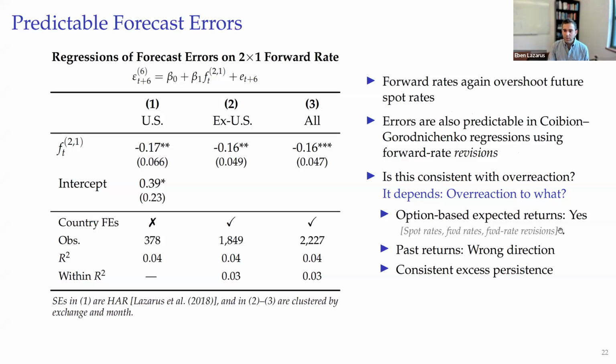And so it is consistent with the story of overreaction to news about risk premium. In bad times, risk premia have gone up. There seems to be sort of excess persistence in forecasts of future risk premium on the basis of that increase. But it is not consistent with overreaction to past returns or extrapolation of past returns. Our results here go in the wrong direction relative to that story. So again, we're finding consistent evidence of excess countercyclicality in these forward return expectations.